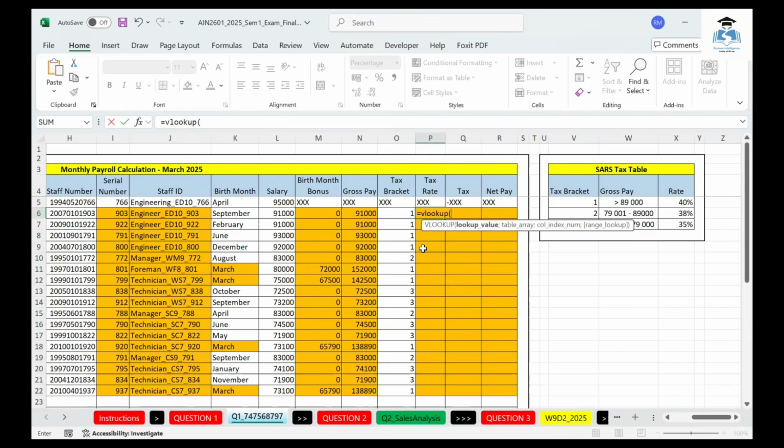So if we want the tax rate, here we have the tax bracket. So the easiest way is to use the tax bracket. So the lookup value is this. Then the table array, it's V5 to X6, X7. Either we can use this one or we can use this one.